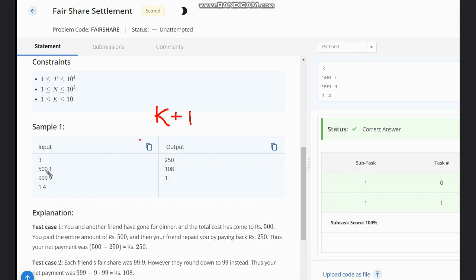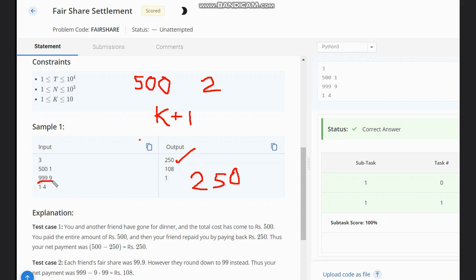So the first test case is 500 and 1. So it is 500 rupees for how many people? 2 people, because K is 1, so K plus 1 is 2. So it can be divided into 250 each. So the first person pays 250 and you pay 250. So your total share is 250.